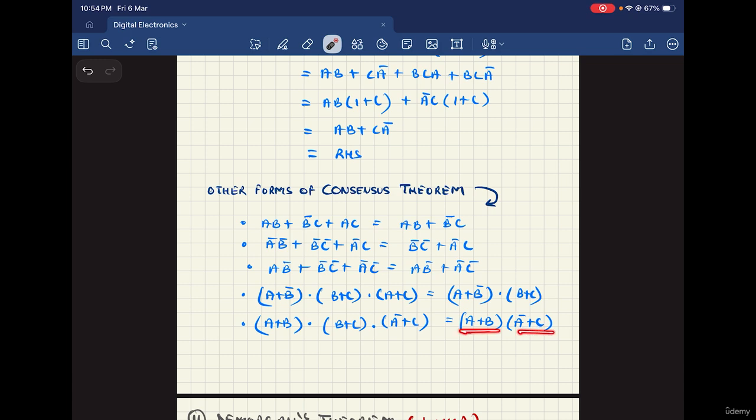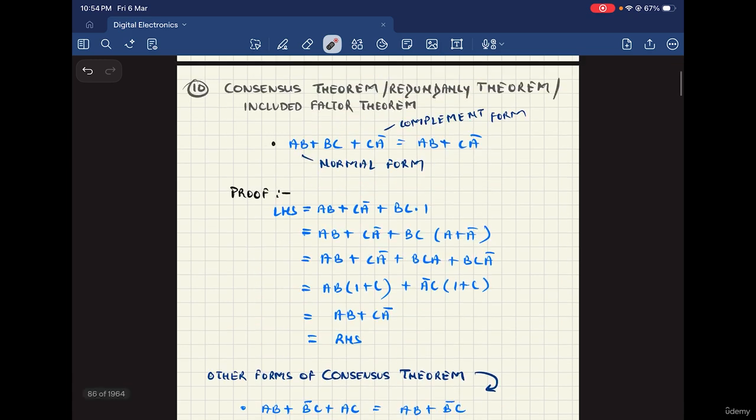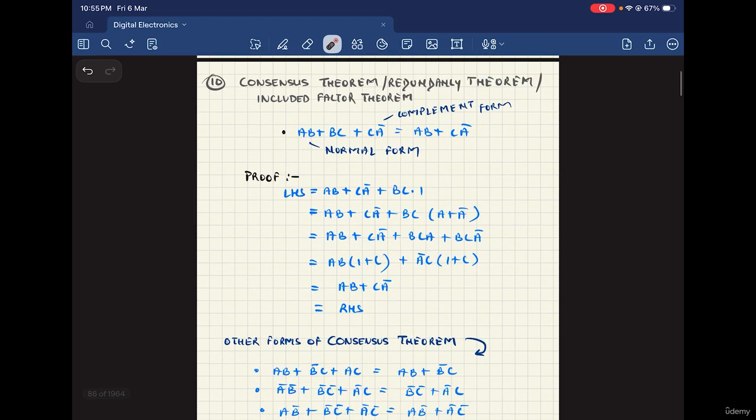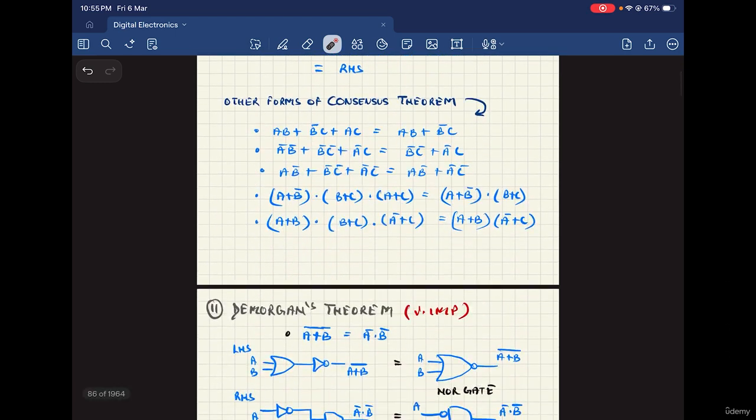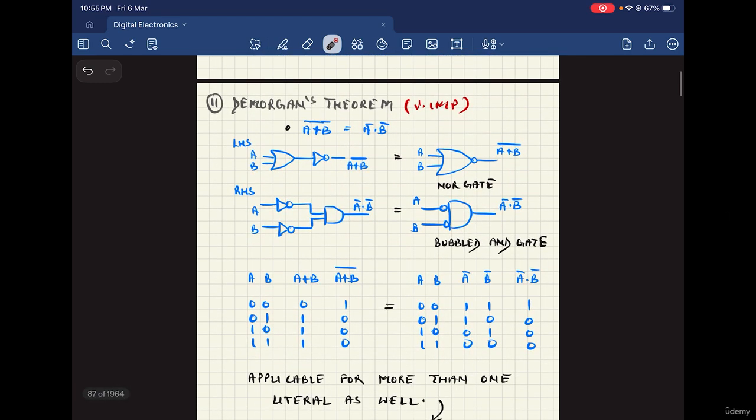A plus B, A bar plus C. Okay, not much of a use, but you should know it. So this is the first theorem. The more useful one is this one. Okay, so very important. You will be using it every time.